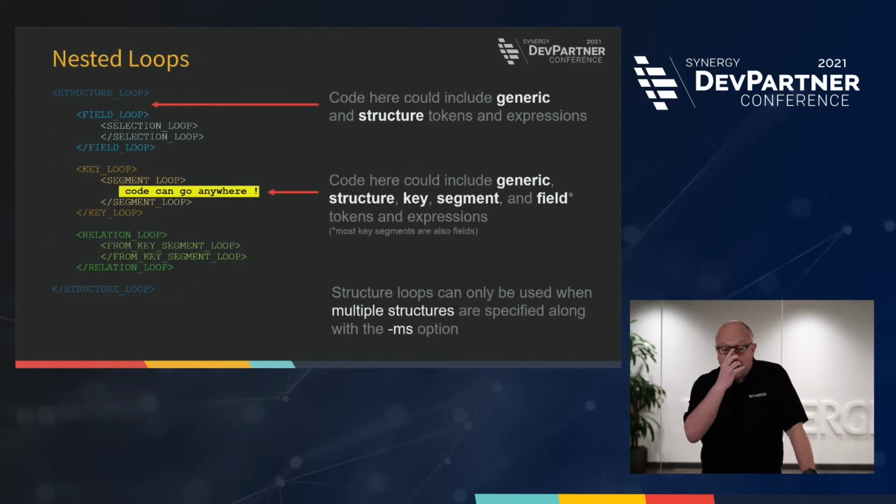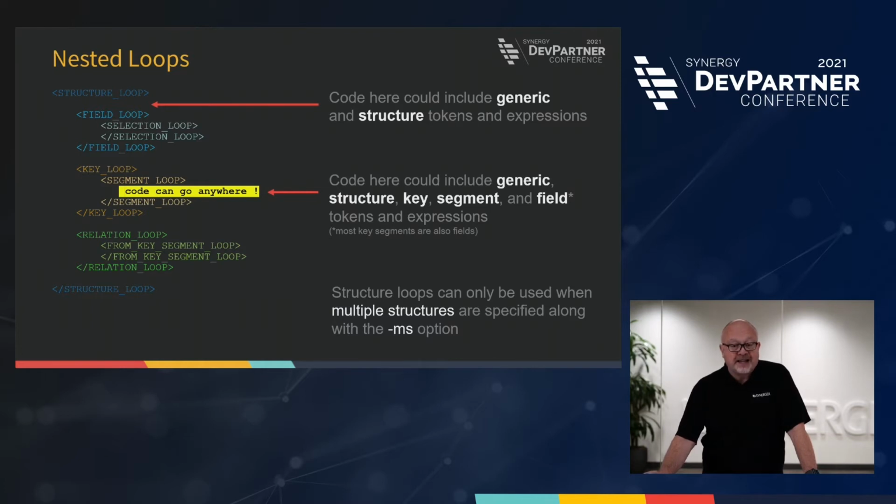So here's just an example of nesting loops. And it shows you, again, a different way of viewing that hierarchy that we talked about before. So we have the possibility of a structure loop, which says iterate through each of the structures that I'm processing right now. We have field loops. In field loops, we can have selection loops. In key loops, we can have key segment loops. In relation loops, and so on.